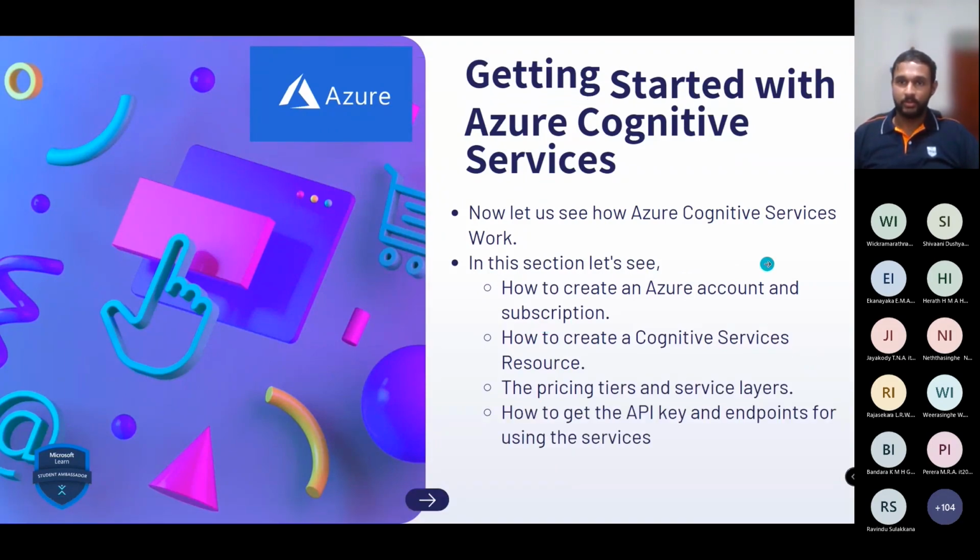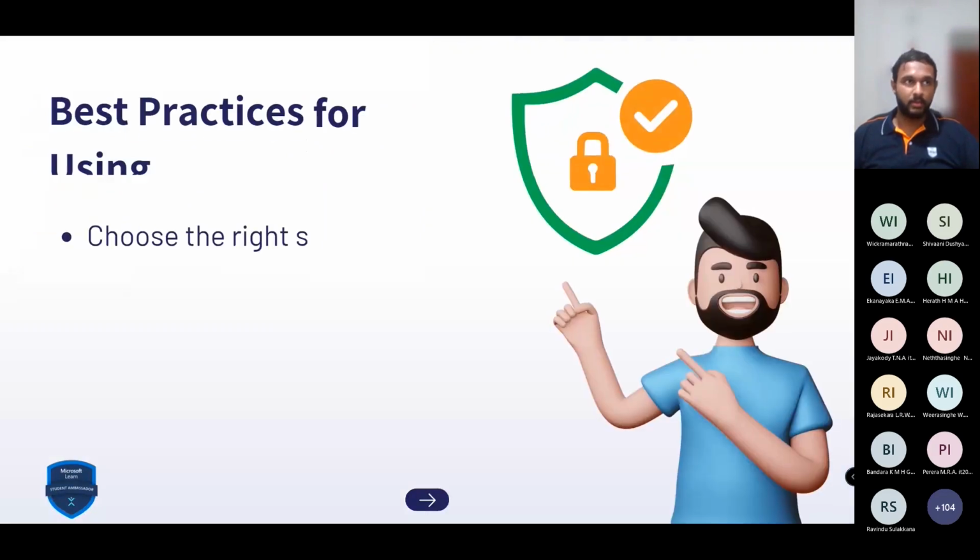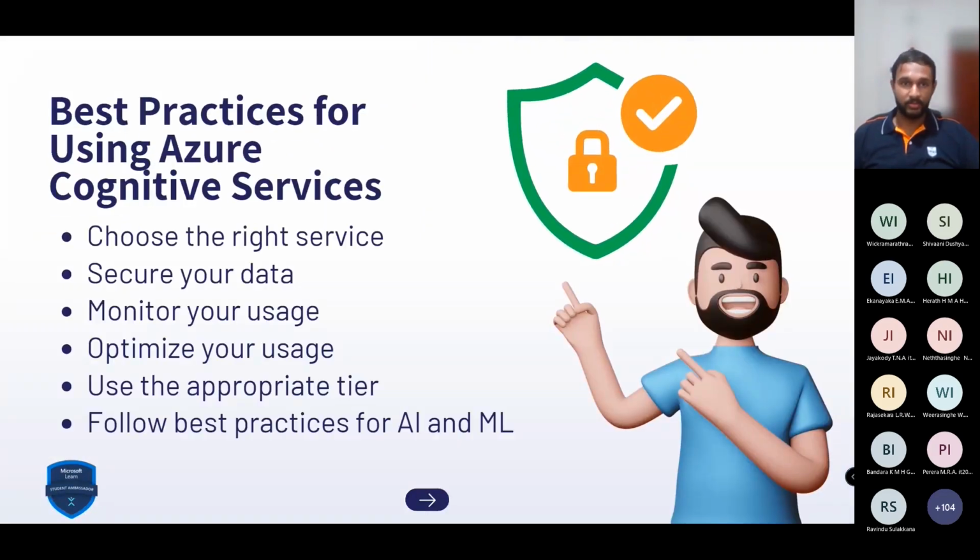So I showed you the demo of Azure Computer Vision Service. And now let us move on to the best practices of using Azure Cognitive Services. First, choose the right service. Azure Cognitive Services offers a range of services, each with its own set of features and capabilities. Choose the service that best fits your need and make sure you understand the limitations and requirements of the service. So you have to be aware of the service.